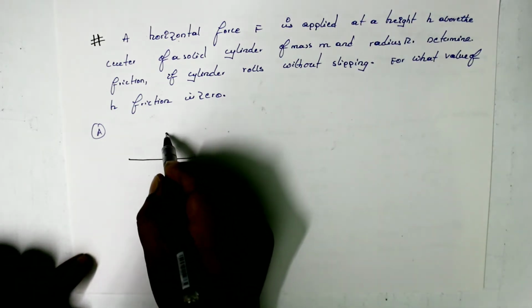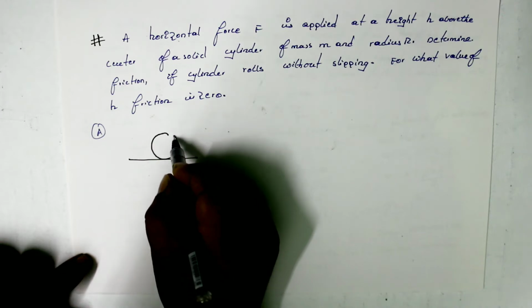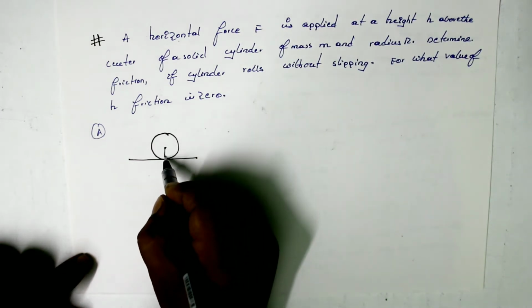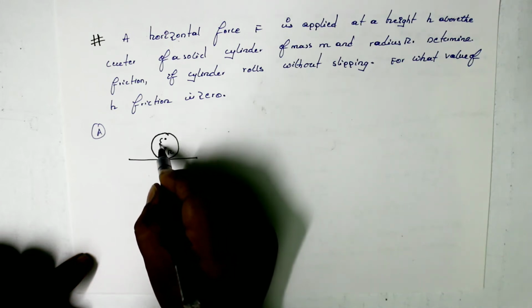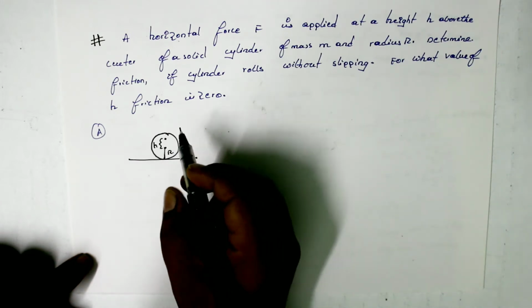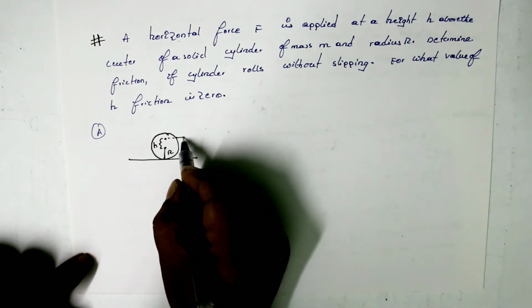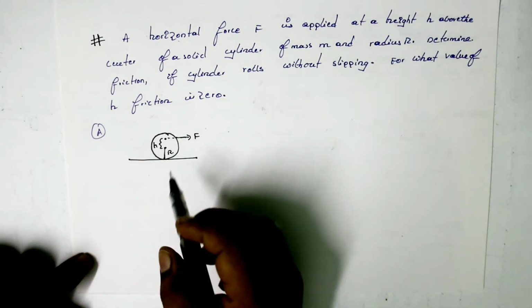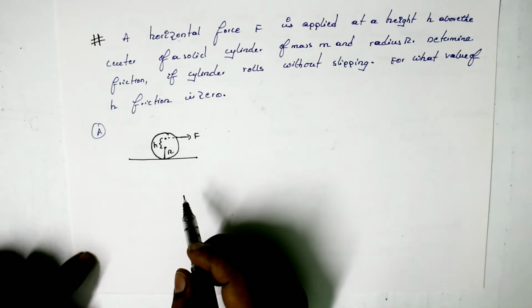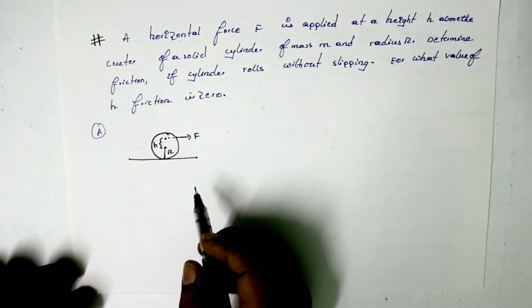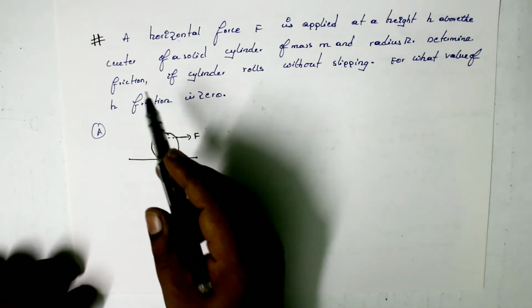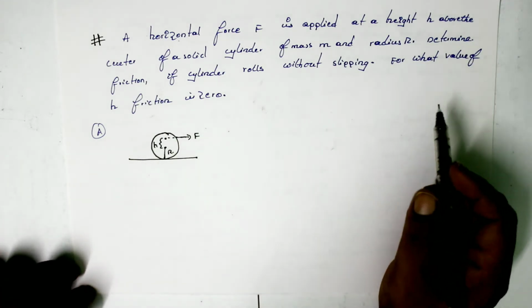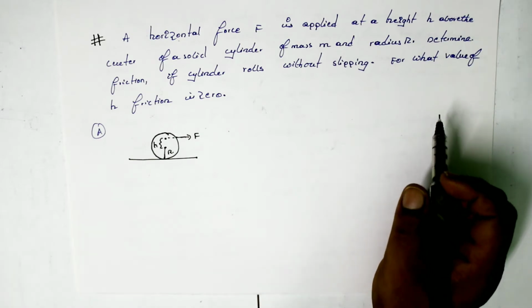this is a solid cylinder and this is radius r. So we are applying force at a height of h above the center of the cylinder. That is, I am applying force here. This is the position in which I am applying the force. What we are supposed to find out, first of all, is an equation of friction, and for what values of h this friction will become 0.